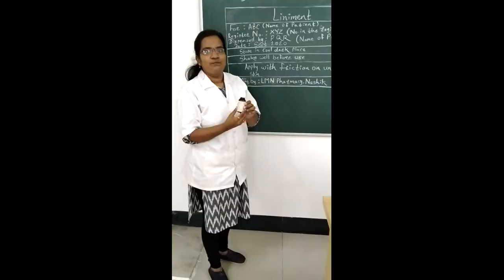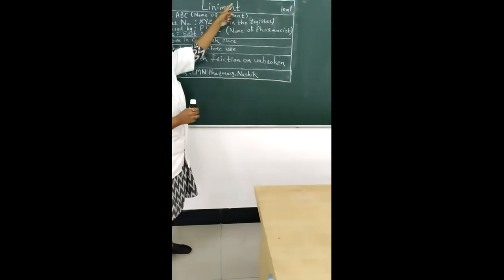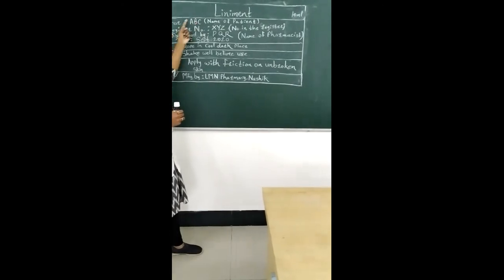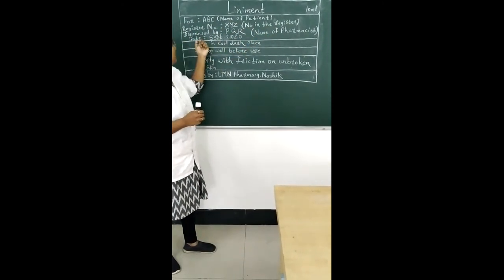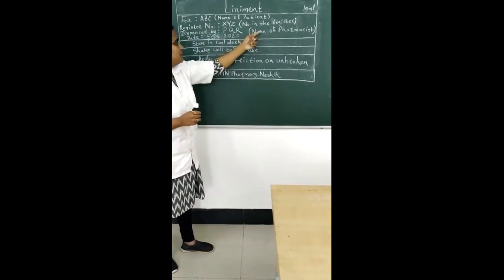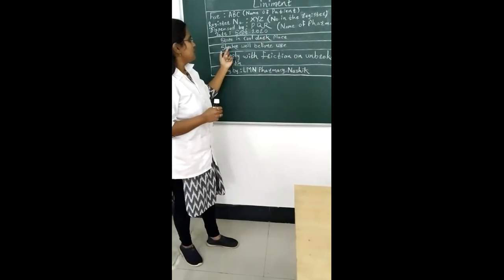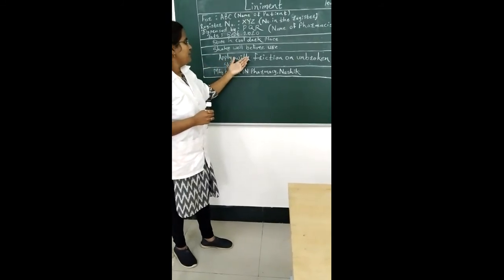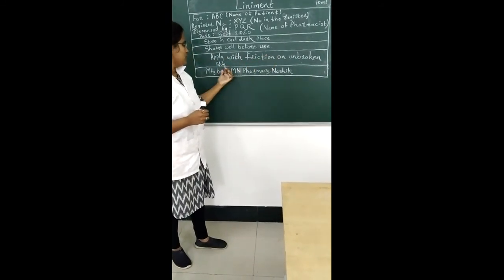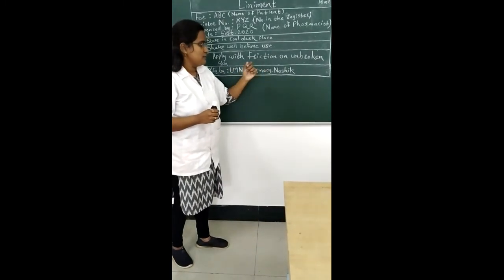So now let's move towards the labeling part. Labeling of the formulation: Liniment 10 ml. For ABC, meaning name of patient, register number, that is XYZ number given in the register. Dispensed by PQR, meaning name of pharmacist. Manufacturing date September 2020. Storage condition: store in a cool place. Shake well before use. One more direction for liniment is: apply with friction on unbroken skin. Manufactured by Element Pharmacy Nasik.